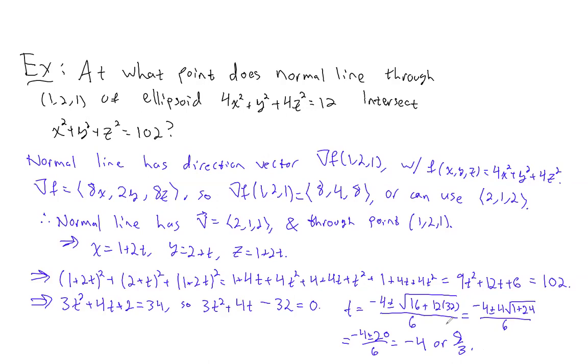So this normal line will intersect this sphere at 2 different points, where t is either -4 or 8/3. I need to do a new page again. So we've got x equals 1 plus 2t, y equals 2 plus t, z equals 1 plus 2t. And we just found that t is either -4 or 8/3. That allows us to find the two numbers that we want.